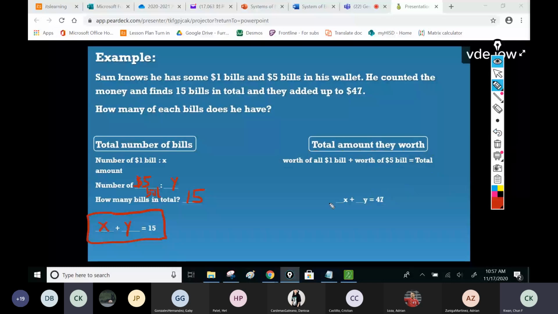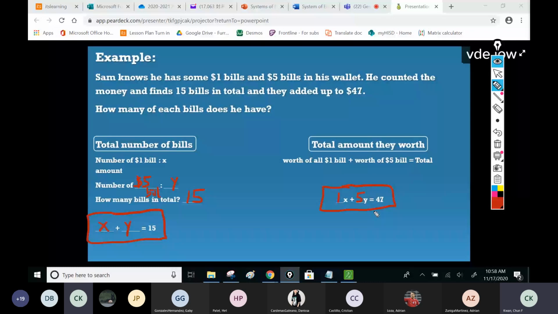So we know we have x amount of $1 bills, and each $1 bill is worth $1. And then we have y amount of $5 bills, and each $5 bill is worth obviously $5. So that means we have our second equation: 1x plus 5y equals 47. So this is how you set up the two equations, all right?